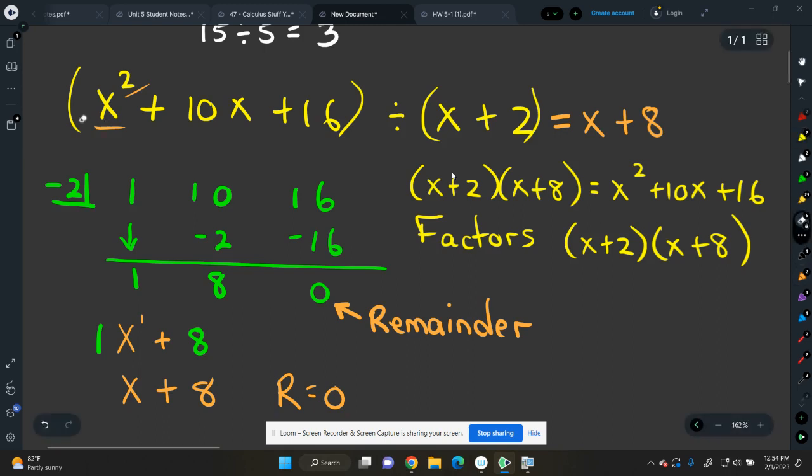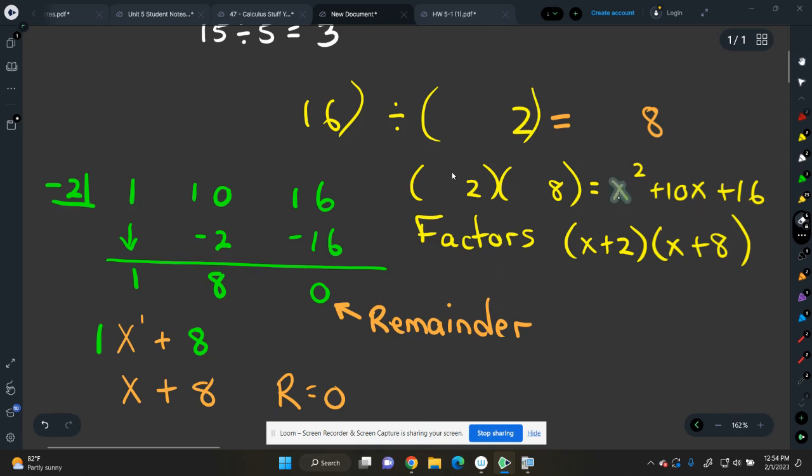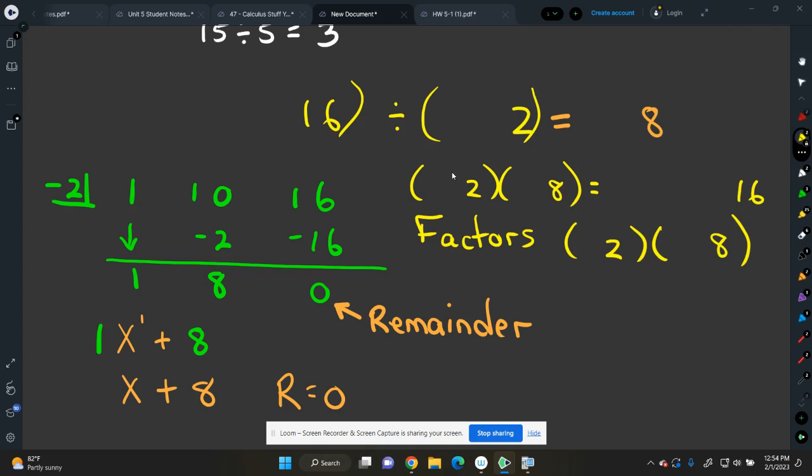Look, right? If I take the x's out of there, 16 divided by 2 equals 8, right? So that means that 2 times 8 equals 16. Take the x out of there. Look what it's doing, right? There's my factors. It's the same thing. It's just that now we have some x's in there. Okay? Look at another one.